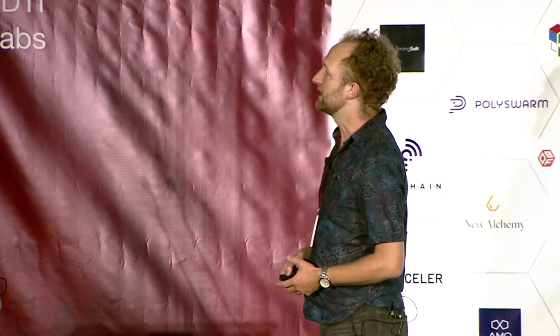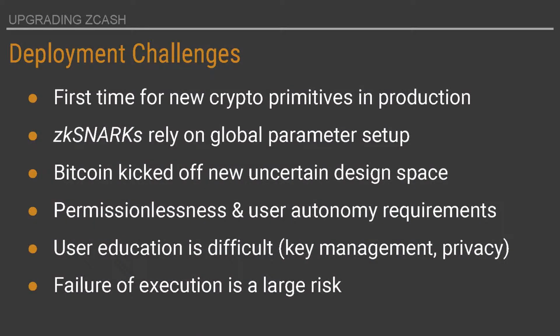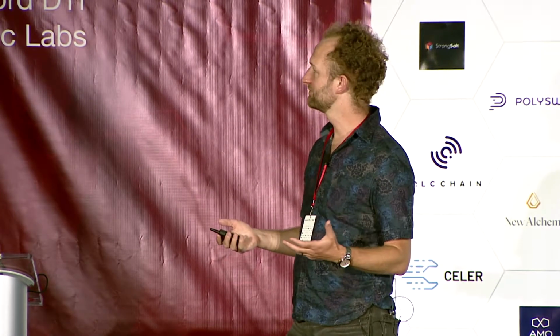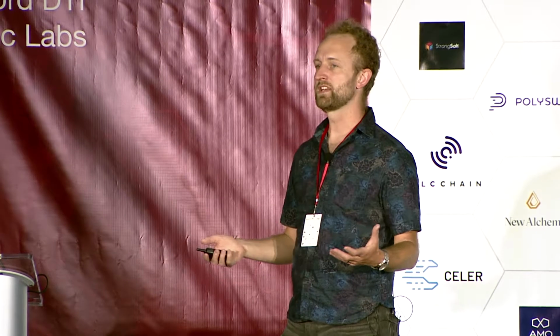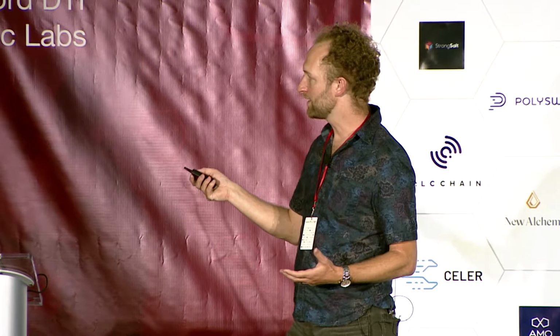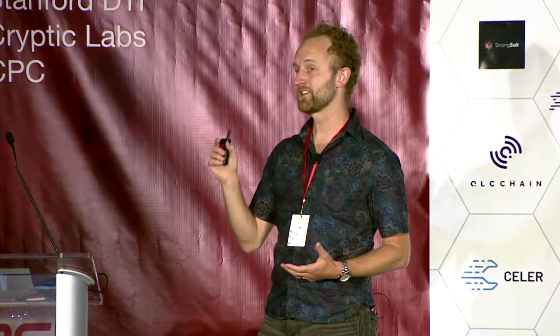So generally, these are a bunch of the challenges we were faced with in deployment. So this is new cryptographic primitives. That carries substantial risk. It's been peer reviewed, it's scientific research, but it's never been put into production. ZK snarks are one of the only general purpose zero knowledge proving technology where the proofs are very efficient to verify and they're very small.